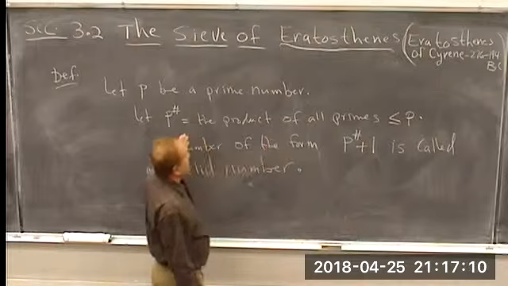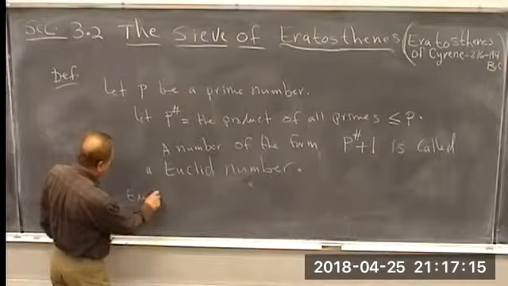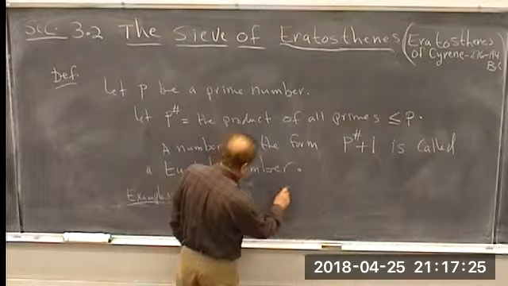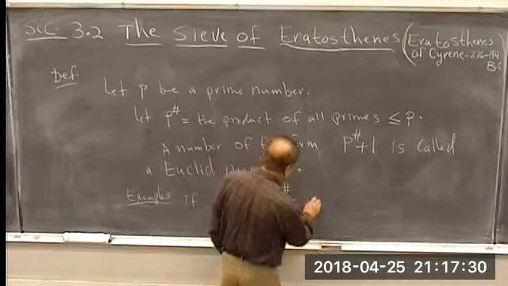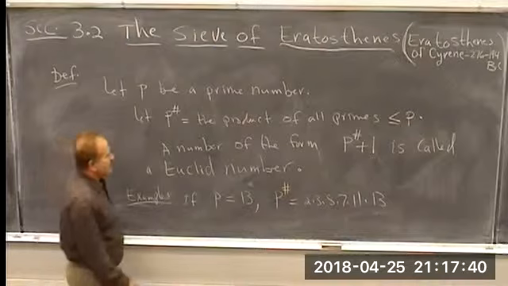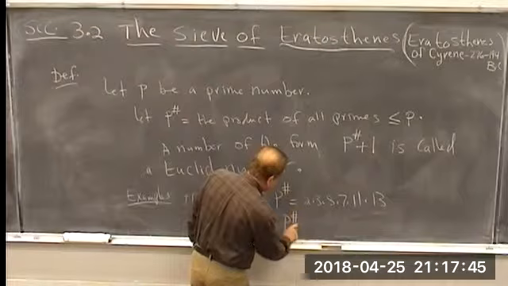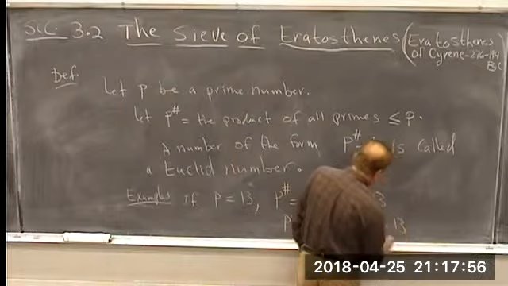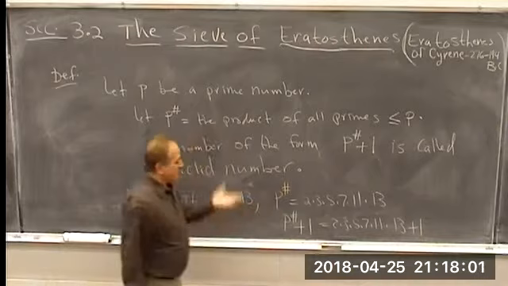So let's look at some examples. If p is equal to 31, then p-bound is equal to the product of all the primes that are less than or equal to 31. And then the Euclid number associated with this is all this product plus one. I'm going to leave the multiplying to you. So for every prime, we can associate with it a Euclid number, according to this rule.